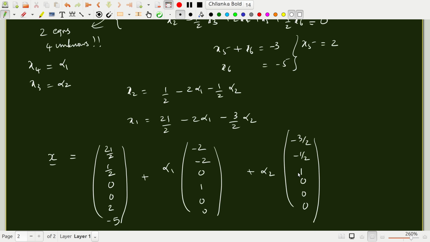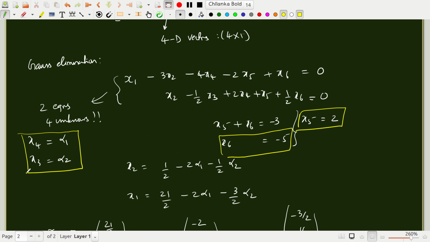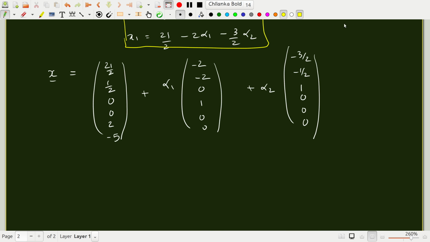Okay, I am merely rewriting these solutions. We have already gotten x5 equal to 2 and x6 equal to minus 5, and we have assumed these two because they are arbitrary, and then we found these for x1 and x2. I am writing all this in a condensed form, trying to separate vectors that are independent of alpha and vectors that are functions of alpha. So there are two free parameters, alpha 1 and alpha 2. This is a two parameter family of solutions.